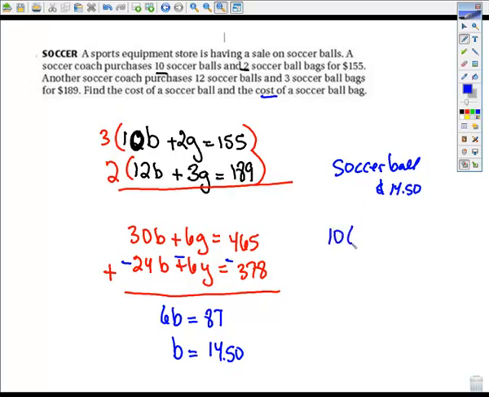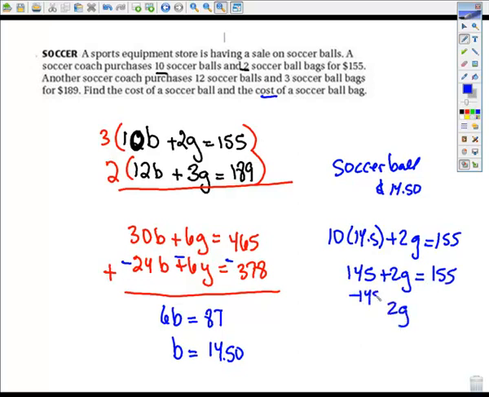Now I need to find the cost of the bag. So I'll go 10 times $14.50 plus 2 bags equals $155. So that gives me 145 plus 2 bags is 155. I'll subtract the 145. That gives me 2g equals 10 divided by 2, and g equals 5. So a soccer ball is $14.50 and the bag is $5.